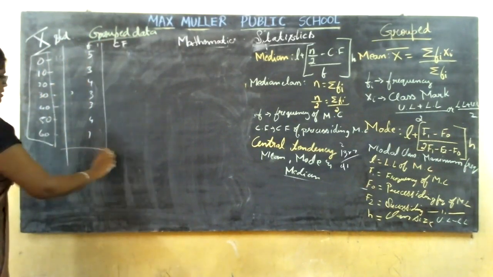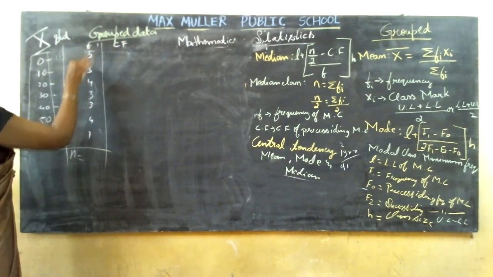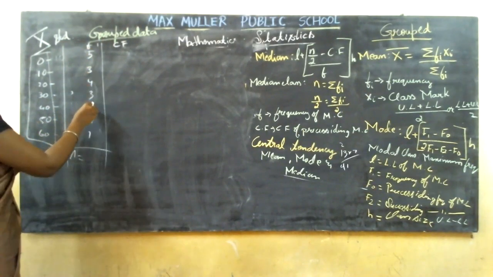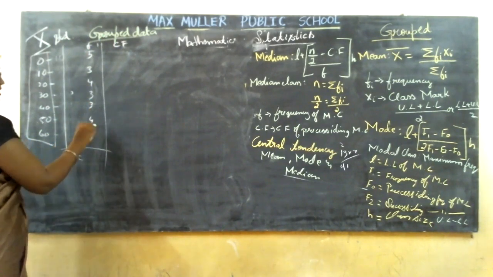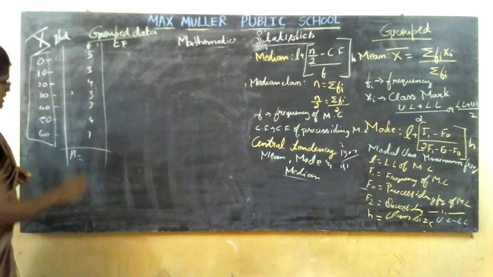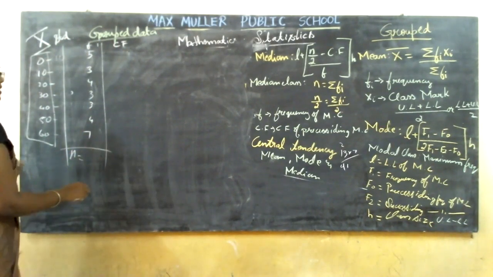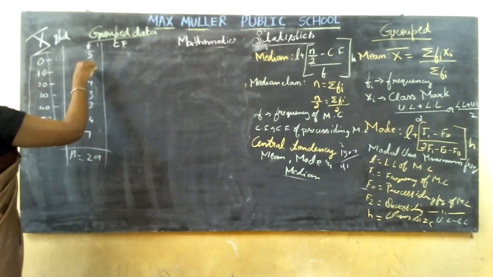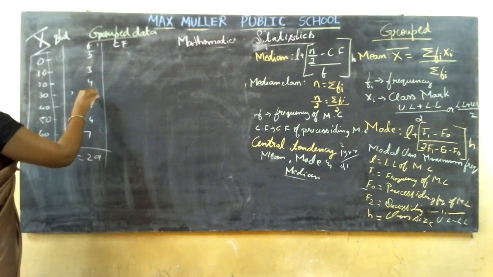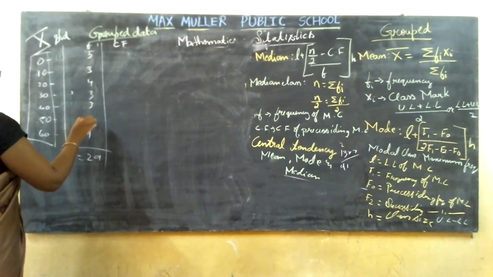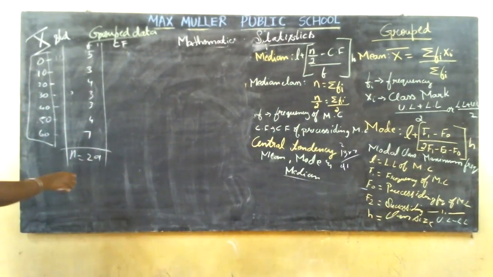Let me add this. Let me find out n. What is that? 5 plus 3 is 8. 8 plus 4 is 12. 12 plus 3 is 15. 15 plus 3 is 18. 18 plus 4 is 22. 22 plus 7 will be 29. Correct? So 5 plus 3 is 8. 8 plus 4 is 12. 12 plus 3 is 15. 15 plus 3 is 18.